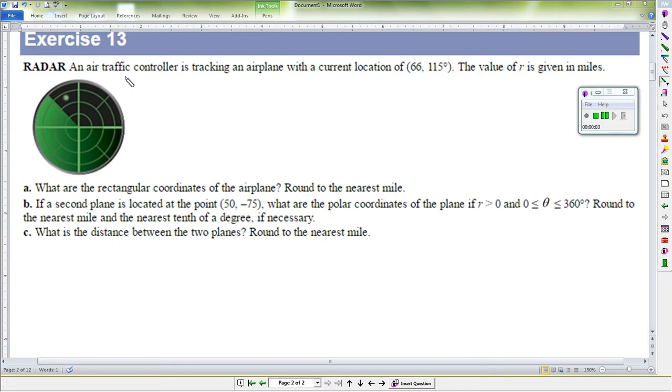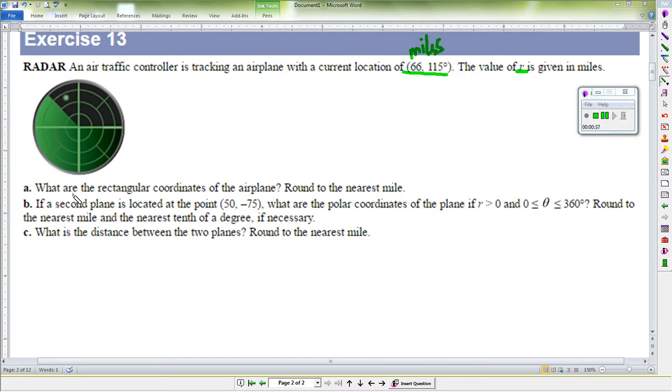An air traffic controller is tracking an airplane that is at the current location (66, 115 degrees), and the value of r is given in miles. So this is 66 miles.